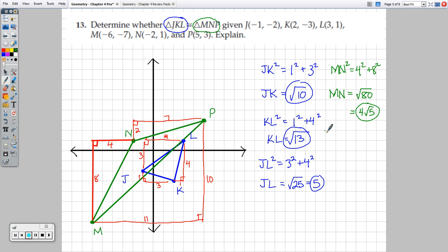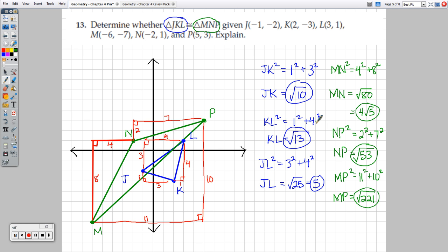MN, you'd have what we have there. NP, though, that's what I meant to say. NP squared would equal 2 squared plus 7 squared. And so that means NP would be, this would be 4 plus 49. So that's 53, the square root of 53 for NP. And MP squared would equal 11 squared plus 10 squared. It's 100 plus 121. So MP would be the square root of those two added together, the square root of 221.